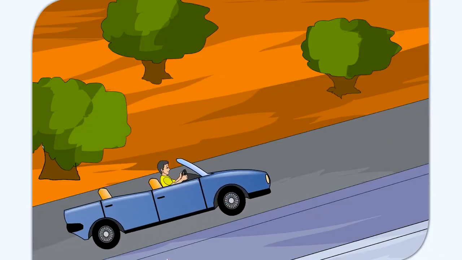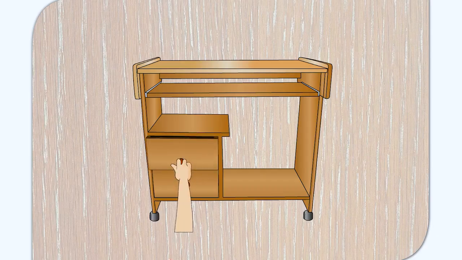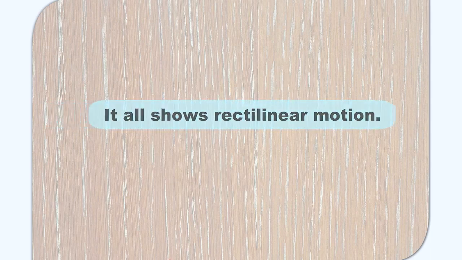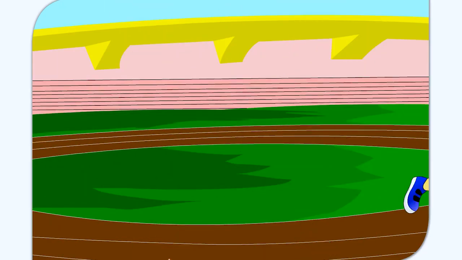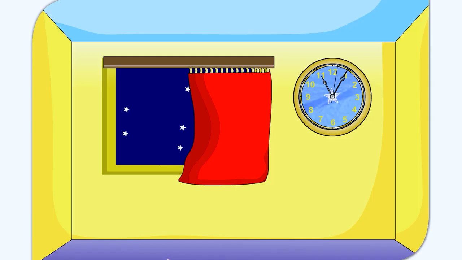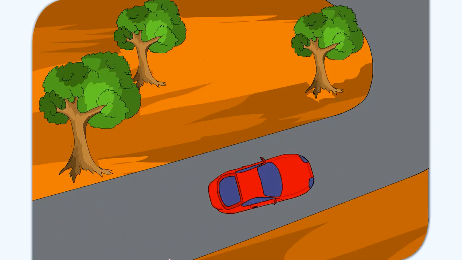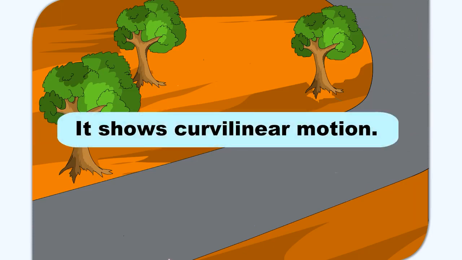Motion of different objects can be classified in different ways. When an object moves along a straight line, its motion is called rectilinear motion. The motion of the moon around the earth, running of an athlete on a circular track, and motion of the tip of the hands of a clock are examples of circular motion. When an object moves around a circular path, it is said to be in circular motion. When an object moves along a curved path, it is said to be in curvilinear motion.